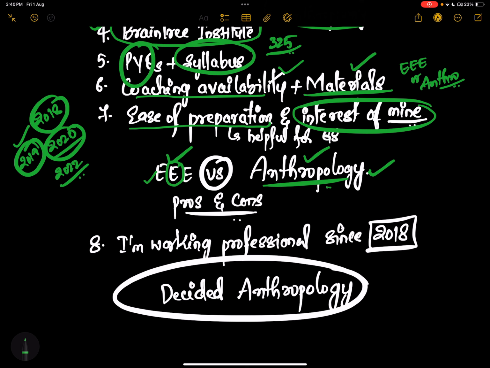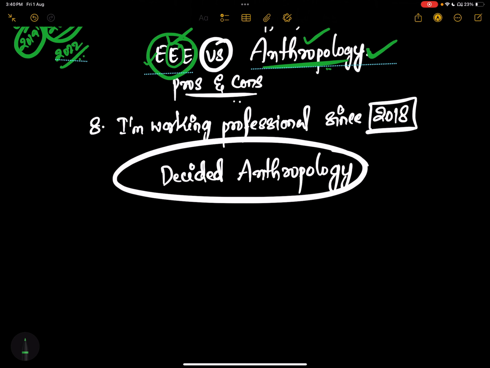You'll somewhat feel closer to the syllabus, but electrical engineering becomes entirely different from what you are reading in GS. So I felt, okay, what he's telling is exactly true, so let's not take electrical engineering and go with the anthropology optional only. And since I was a working professional, I had very little time for my preparation. I couldn't even complete all the GS papers for prelims. I gave the 2021 and 2022 prelims without full-fledged preparation and without completing the other subjects.